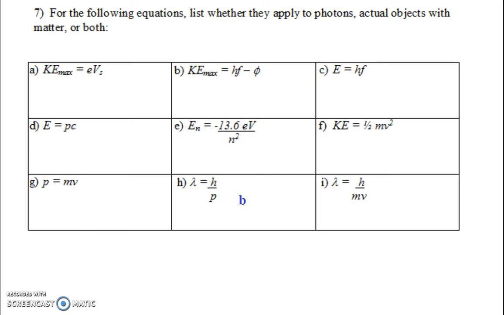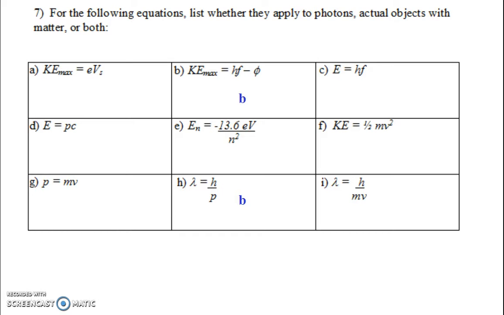And there's only one other equation that deals with both, and that's here, letter B, because KE is, of course, the energy of an electron, and hf refers to the energy of a photon. So in this case, it's an all-purpose equation. It refers to both matter and particles of light. So if you had anything else that refers to everything, that's incorrect. Maybe you want to pause and try again.